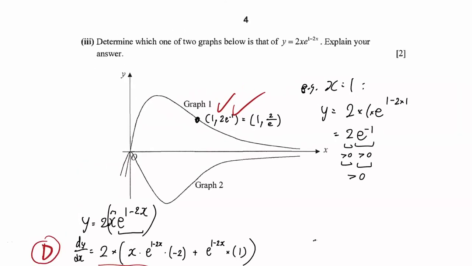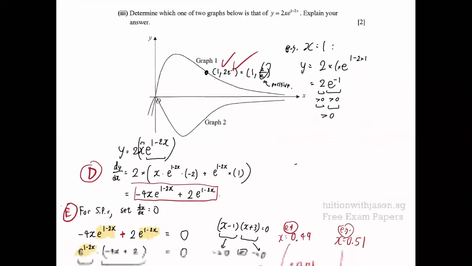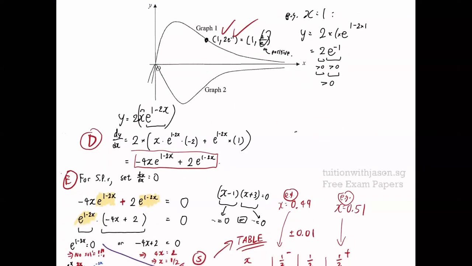Graph 2 lies entirely below the x-axis, so the y coordinates must all be negative. Whereas for graph 1, it's the other way around. For positive values of x, the entire graph is above the x-axis, so all of the y coordinates are positive. In this case, 2 over e is positive, so it must be graph 1. Okay, next. Let me know if you have any questions. I'm going to move on.